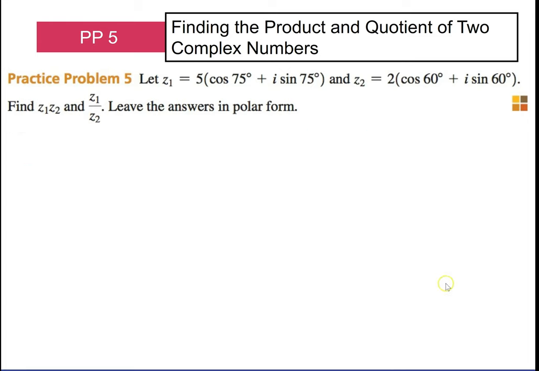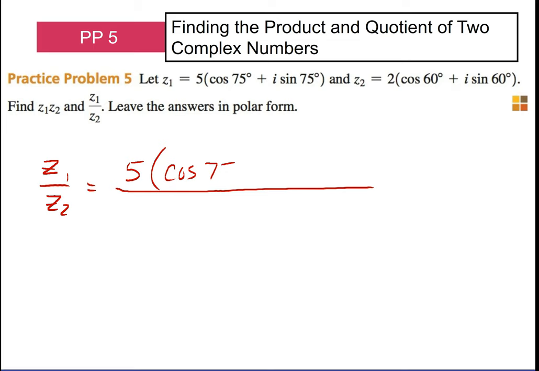All right, let's do division then. Same stuff here, division here. So z1 divided by z2 this time, writing it out in polar form. The 5 cosine of 75 on top. On the bottom, it's the 2 cosine of 60 and the rest there.